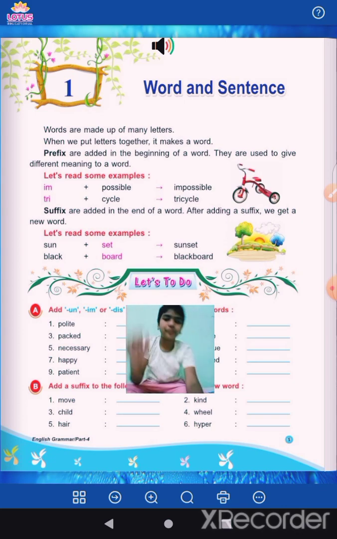Lesson 1. Word and sentence. Words are made up of many letters.